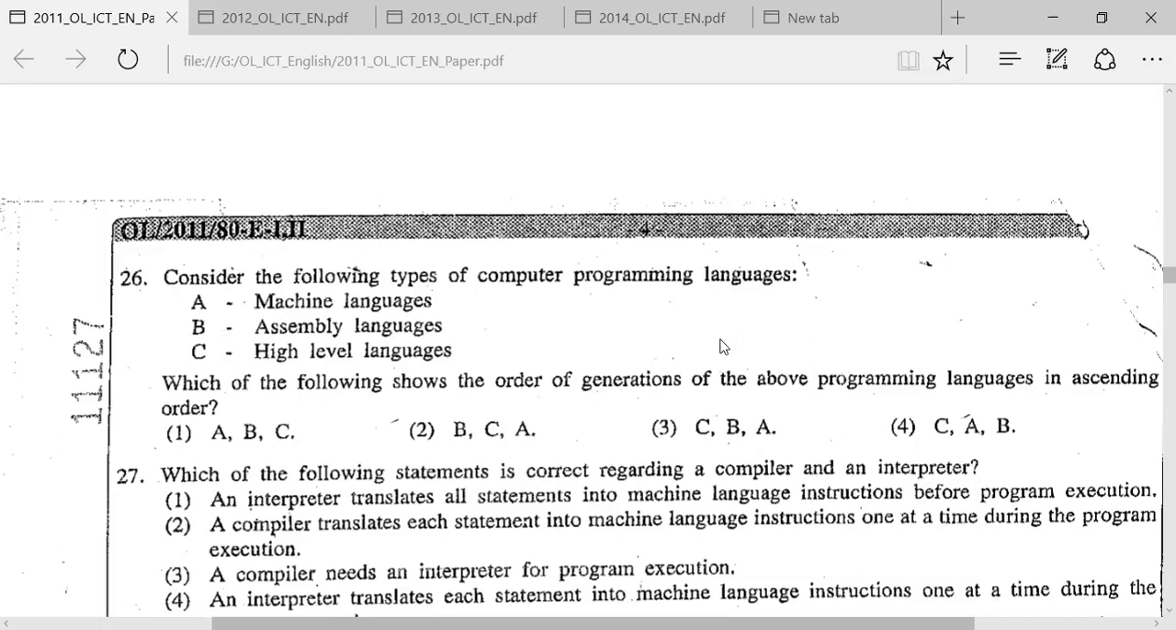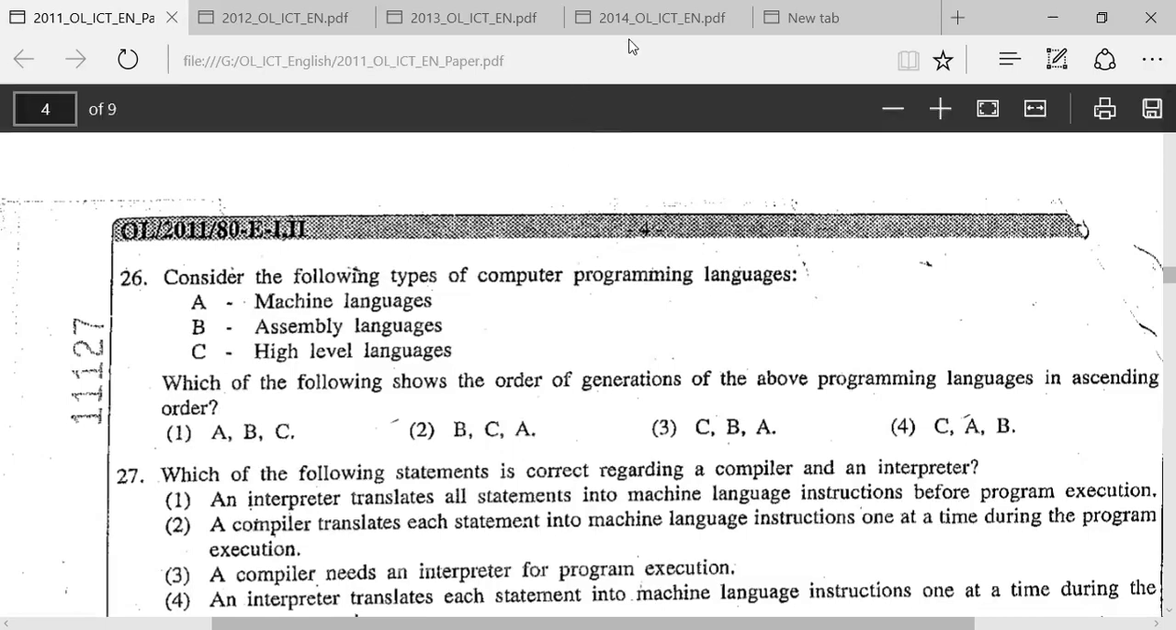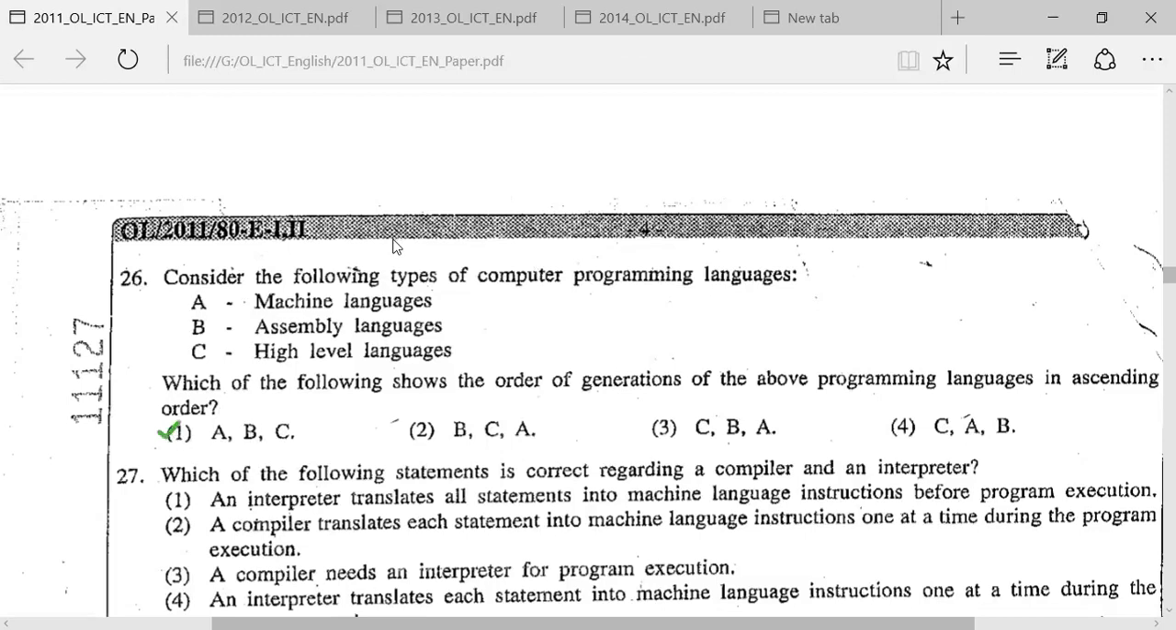What they ask is, which of the following shows the order of generations of the above programming languages in ascending order? Ascending order is first machine language, then assembly language, then high-level language. So the order is the first option. They ask you in ascending order. That is the end of question number 26.